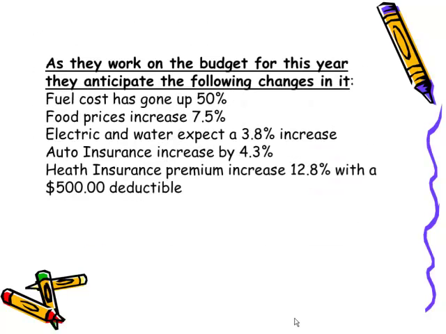Okay. So as you work through the budget this year, you're going to anticipate the following changes. First of all, fuel cost has gone up 50%, so you're going to have to adjust the fuel cost that was paid last year by 50%, which means you're going to anticipate a 50% increase. Food prices will increase 7.5%. Your electric and water both are expected to increase 3.8%. Auto insurance will increase by 4.3%. Your health insurance premium is going to increase by 12.8% with a $500 deductible.